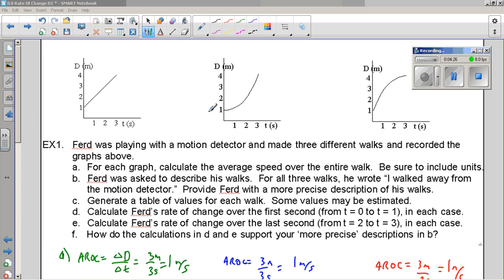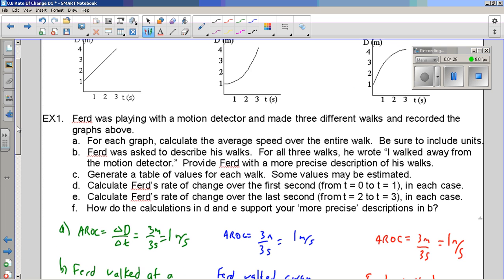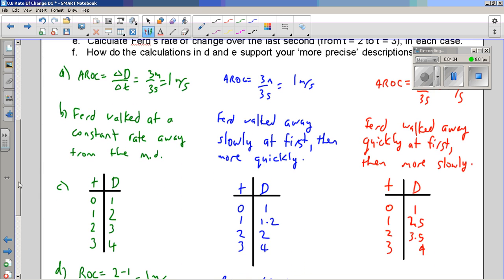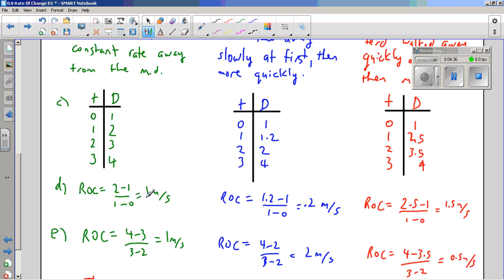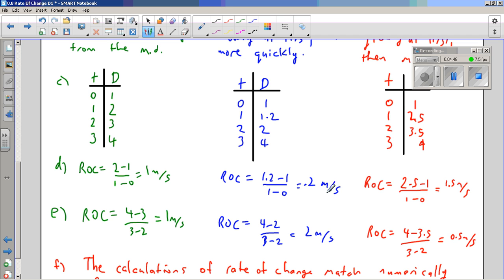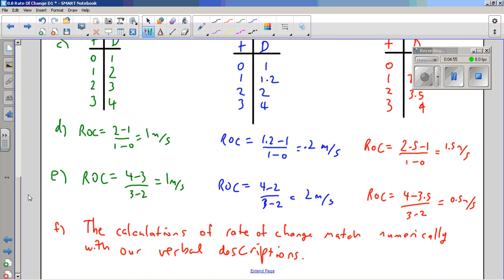Oh yeah, the 3 walks, and then we sort of had to calculate some slopes. We had a table of values and then calculate some slopes. And notice that this is the D value over the T value, meters per second. And notice that backs up what we talked about earlier, constant rate. But here it was slowly at first and then more quickly, or quickly at first and then more slowly, and it backs us up exactly. Calculations match numerically with our verbal descriptions, is the way that I put it. Okay, example 2.